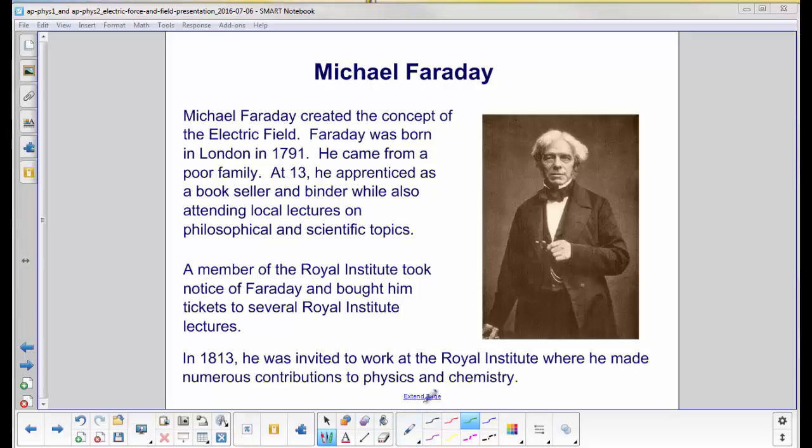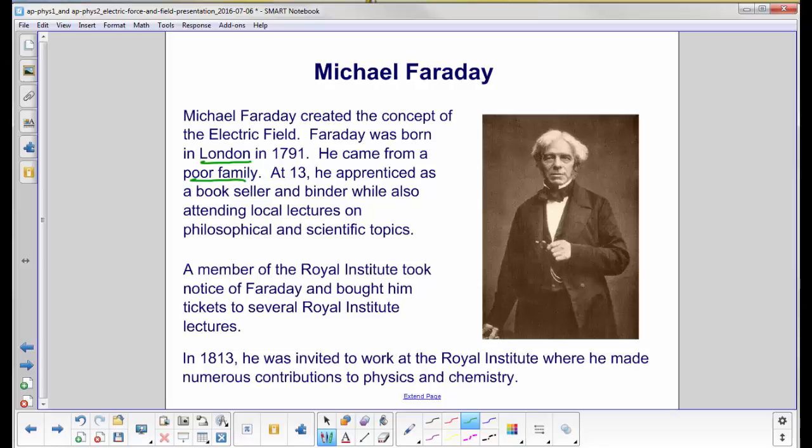Michael Faraday created the concept of the electric field. He was born in London to a very poor family in 1791. At age 13, he apprenticed as a bookseller and binder while also attending local lectures on philosophical and scientific topics. So he was out of any formal schooling at that point, and his mathematics level was quite low. However, a member of the Royal Institution, recognizing some talent in Faraday, brought him several tickets to Royal Institution lectures. In 1813, he was then invited to work at the Royal Institution, where he made unbelievable contributions to both physics and chemistry.